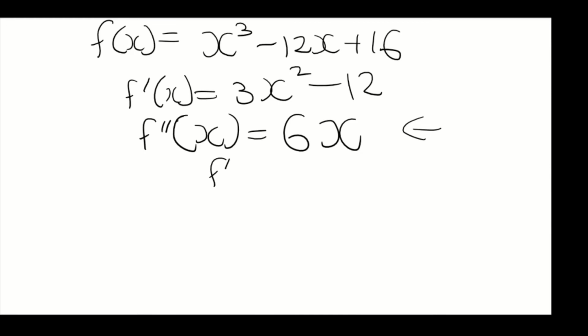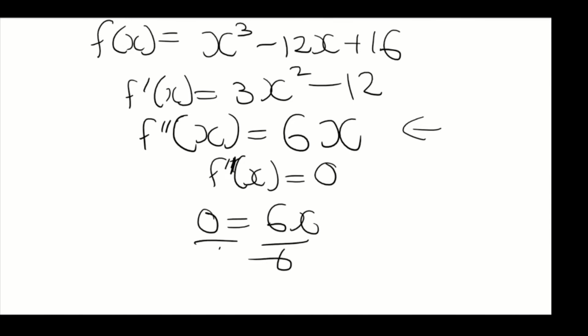To find the x coordinate of the point of inflection, you equate the second derivative to 0. So 0 is equal to 6x, then you divide by 6 on both sides. X is equal to 0. So this is the x value of the point of inflection.